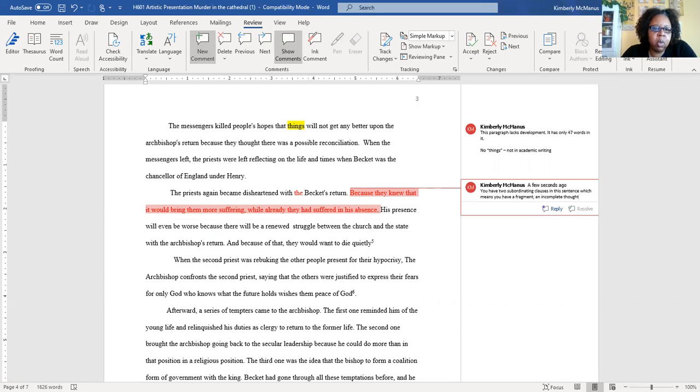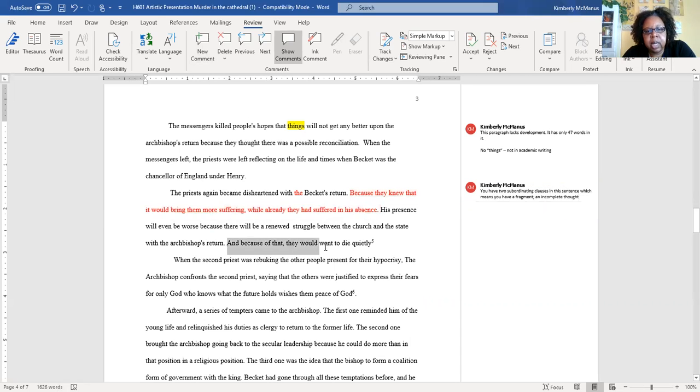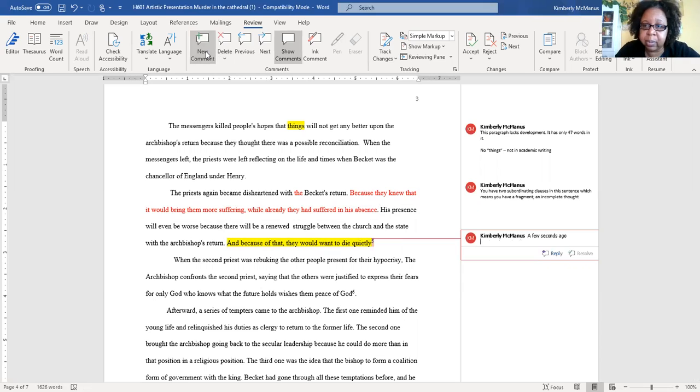His presence will even be more worse because there will be a renewed struggle between the church and the state with the archbishop's return, and because of that, they will want to die quietly. Again, in academic writing, you cannot start a sentence with "and." This paper is still an academic paper, Samuel. So, please don't forget these things. You cannot begin a sentence with "and" in academic writing.